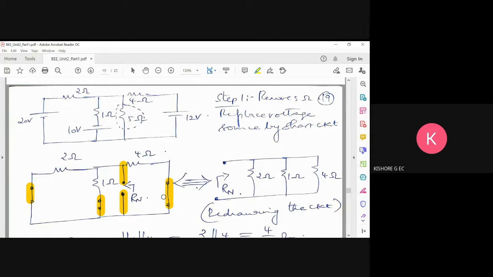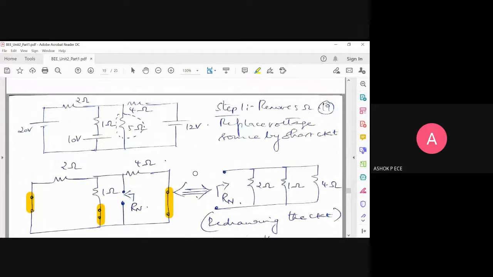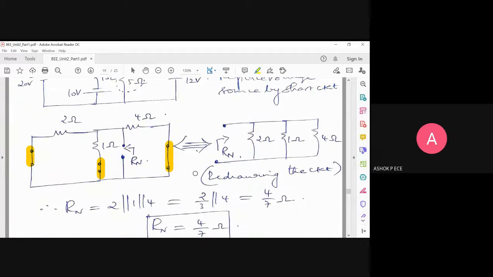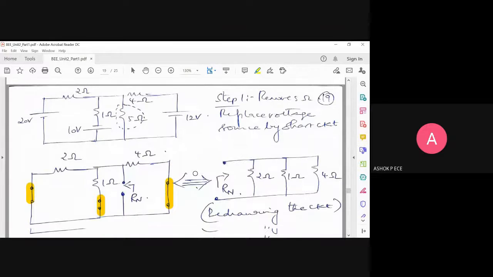Sir, I'm getting 4/7, sir. How did you do that? Are the resistors in series or parallel? Series. Series. Parallel, sir. You told me you got 4/7. I'm asking how did you get 4/7? Sir, they are in parallel, sir. How do you say they are in parallel? Just now you said they are in series. I thought wrongly, sir. How did you find out they are in parallel?